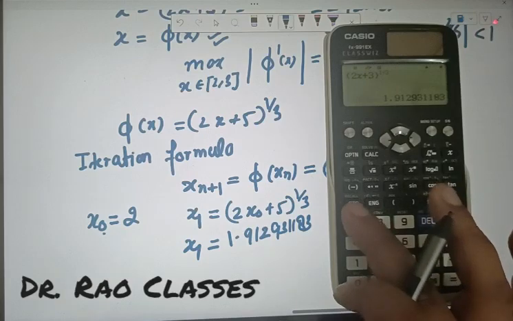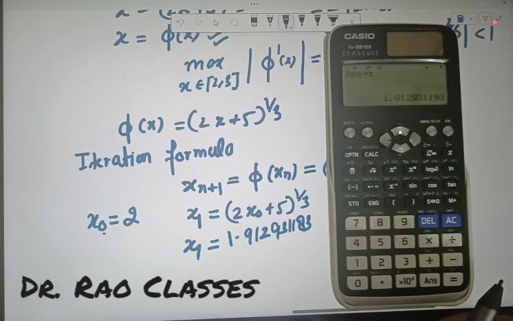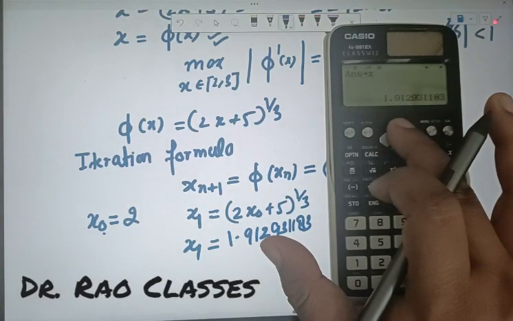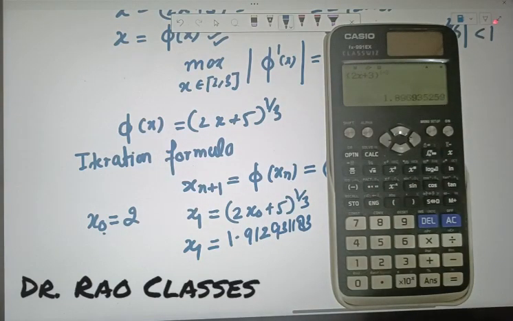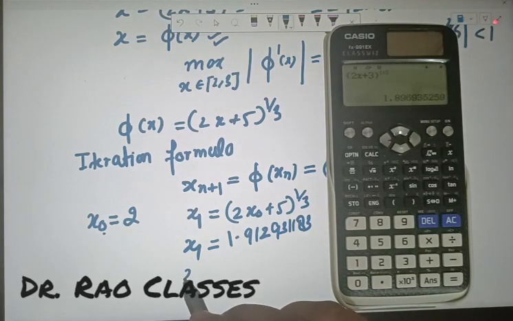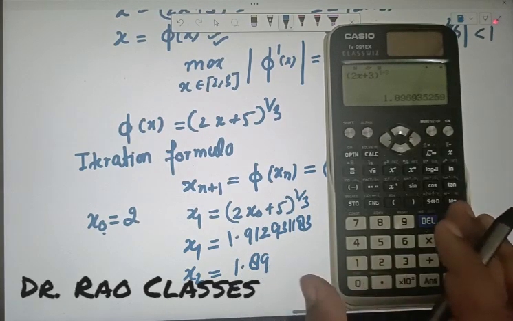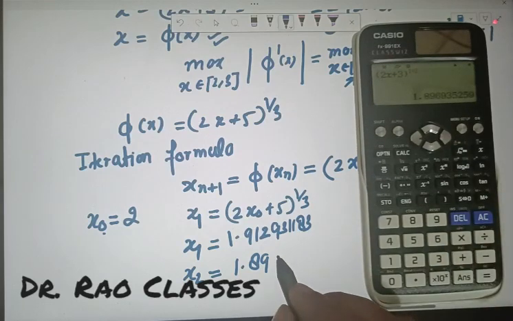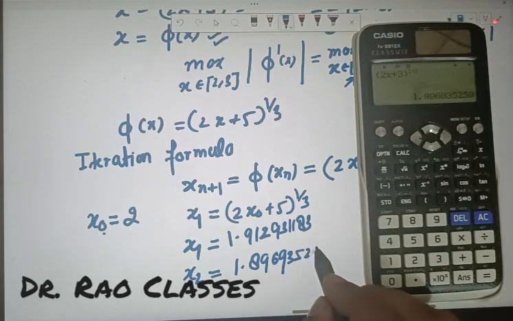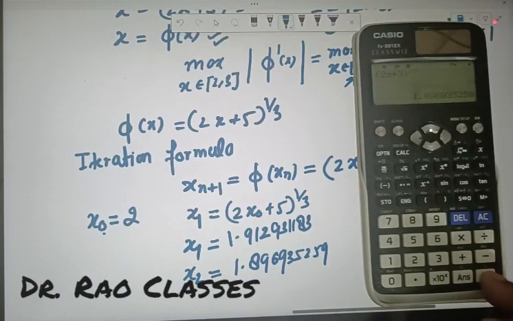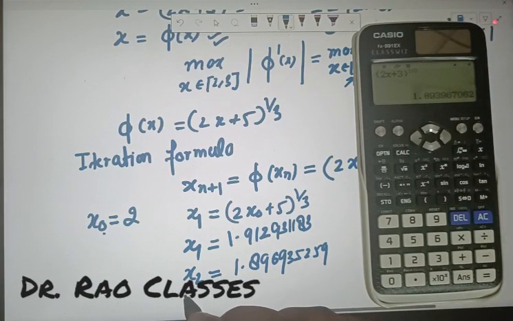Now we need to supply this value to this formula, x1, then you will get x2. So store in x, okay, press store in x, then go to the function with the upper arrow and then again press equal. You will get the new value of x2. So to find the sequence of approximation with the iteration formula, it is very easy. x2 is 1.8969, right? 8969, then 35259.